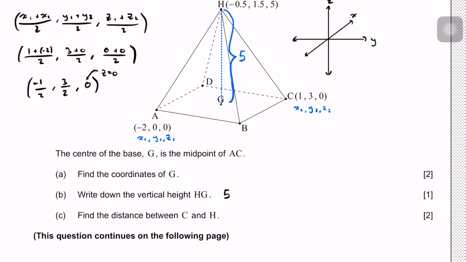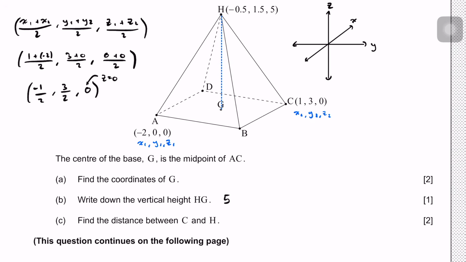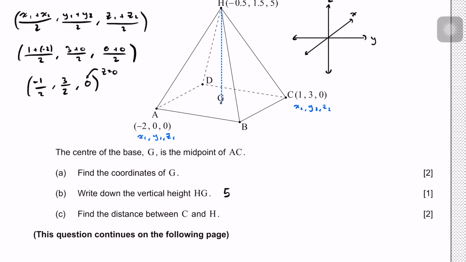Part C asks us to find the distance between C and H. So the distance between C and H is this edge, this boundary right here. There are a few different ways to solve this, but I think the most straightforward way would be to use the distance formula in 3 dimensions. That is to say, we have one coordinate point here in 3 dimensions, another coordinate point here in 3 dimensions, and if we want to find the length of this line segment, we can just use the distance formula for 3 dimensions. So let's go to the formula booklet and find the distance formula, and then we can just substitute.